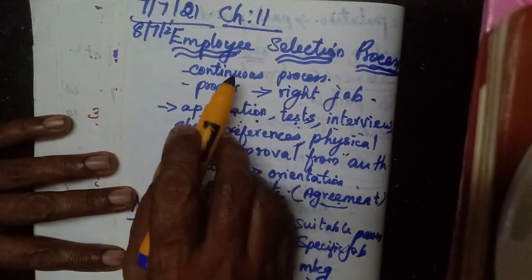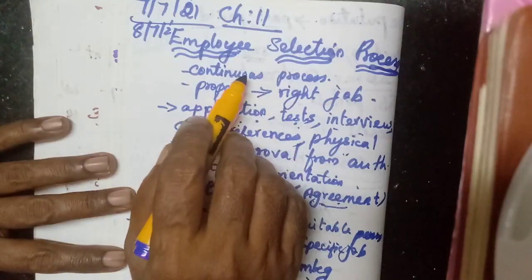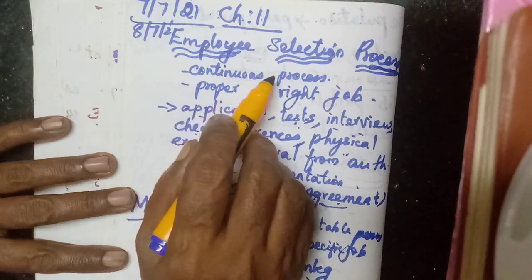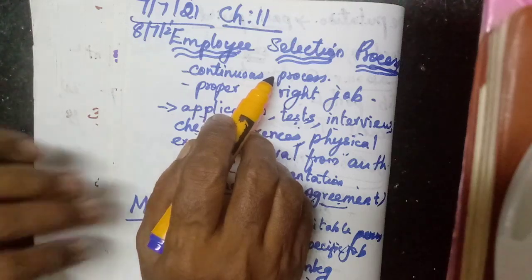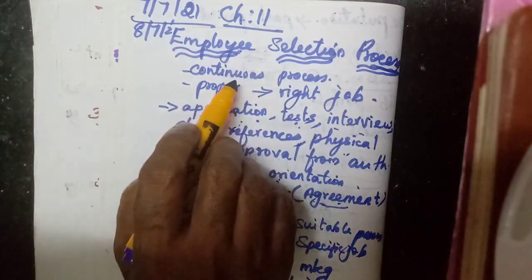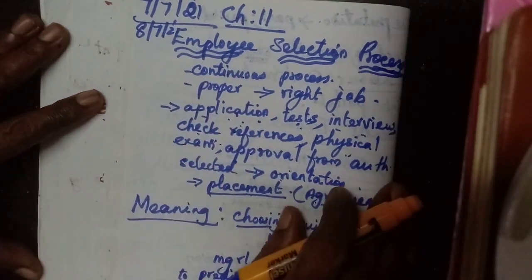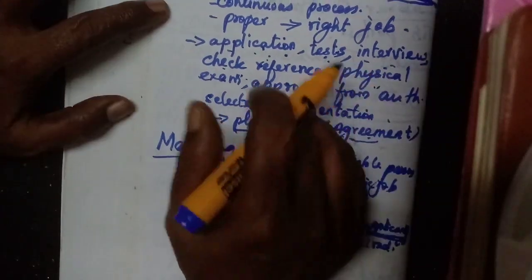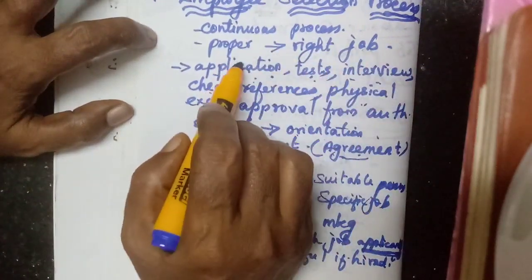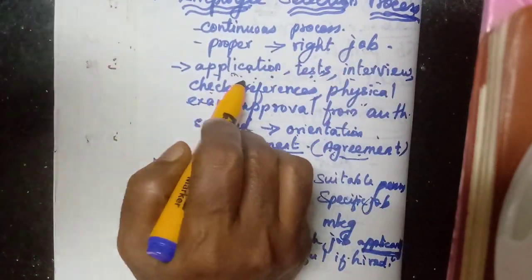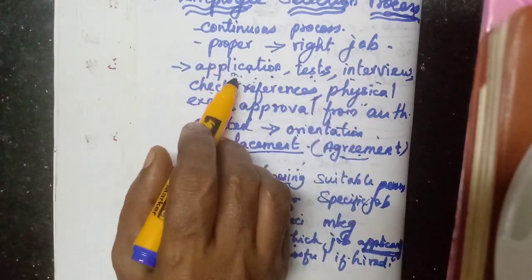Yesterday we started this 11th lesson, employee selection process. In the 10th lesson we learnt about recruitment, the methods or sources of recruitment, internal sources and external sources. After recruitment, they will ask them to apply for the job, isn't it? That is recruitment. Then selection is a continuous process. Here many steps are available. They have to send the application, then conduct a test. At sending the application, they will receive many applications.